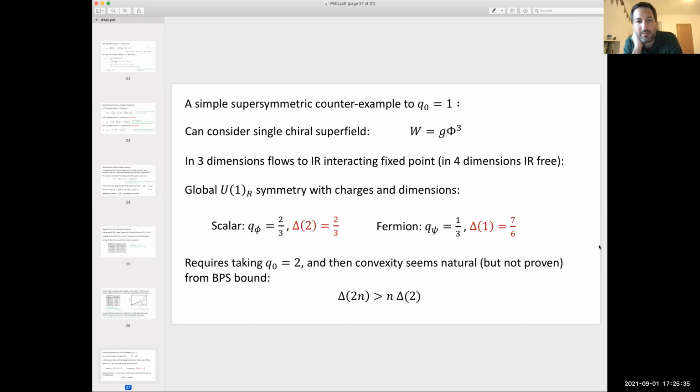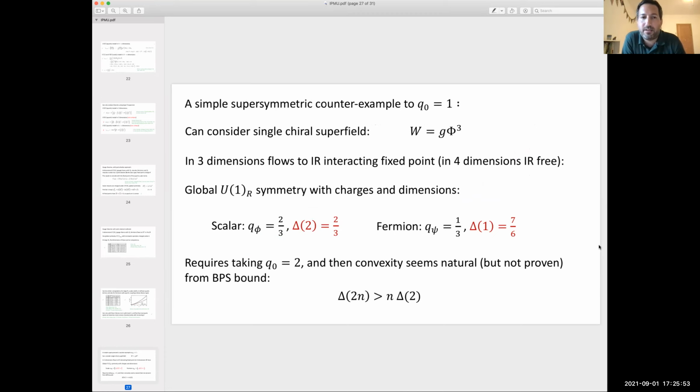Okay, so the next slide, please. In all the examples I gave so far, we found that the full spectrum was convex. So we could take Q0 equal to 1 in the series. Is that always true? Here we give an example where you cannot do that. You cannot take the lowest charged operator.